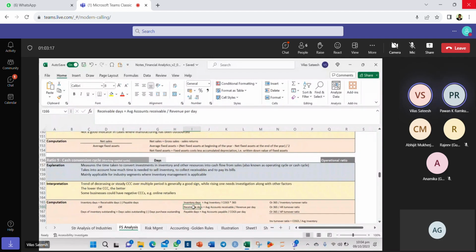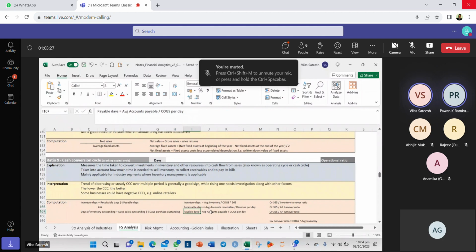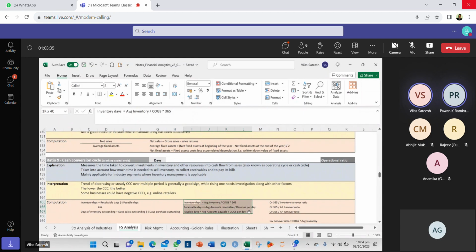Similarly, you have your receivable days and payable days. Same concept: average accounts receivable divided by your revenue per day. Payable days is your average accounts payable divided by COGS per day. So just remember this formula and this concept, and then it will be easy for you to understand the cash conversion cycle. This is very important.